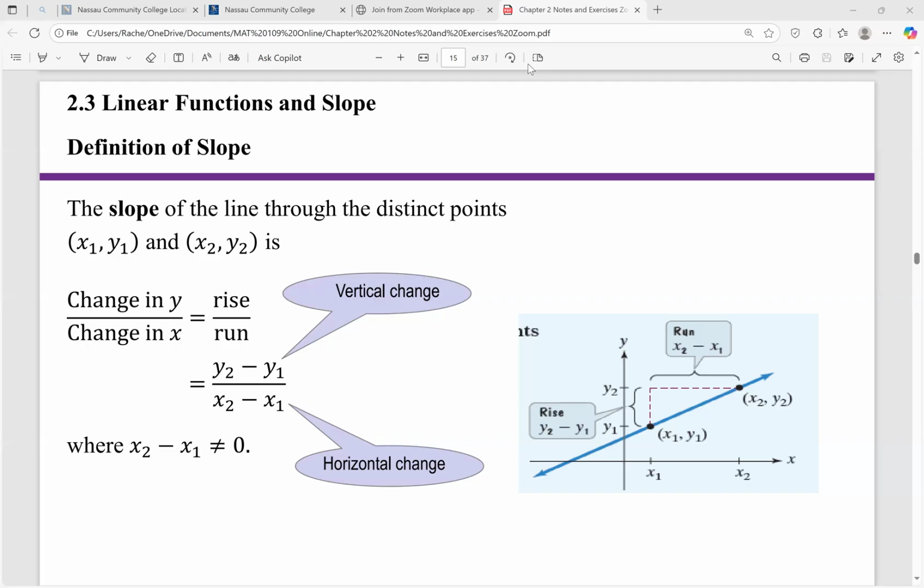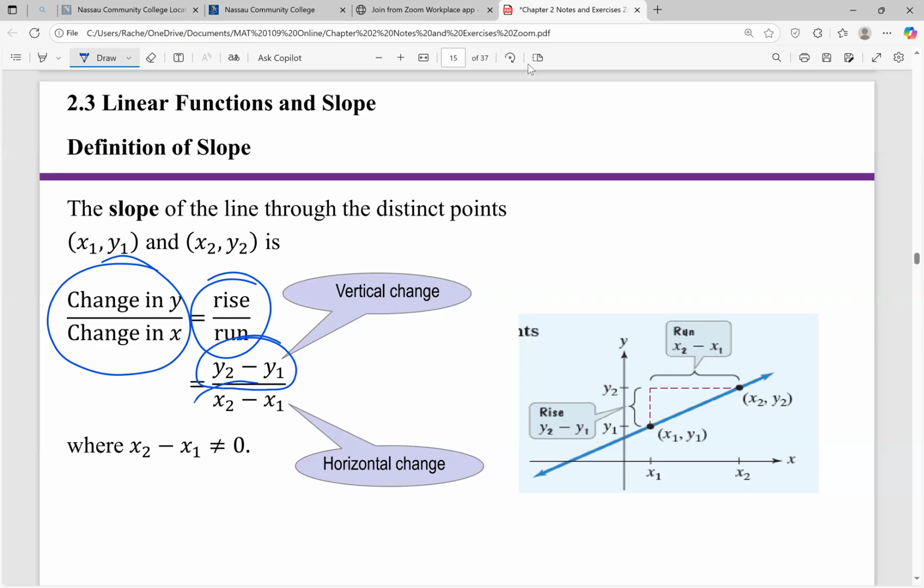As far as a formal definition, the slope of the line through the distinct points x1, y1, and x2, y2 is, like I said, the change in y with respect to the change in x. So you could think of it as rise over run. It's really just the vertical change, or the difference in the y values between the 2 points, compared to the difference in the x values of the 2 points, which is the horizontal change.